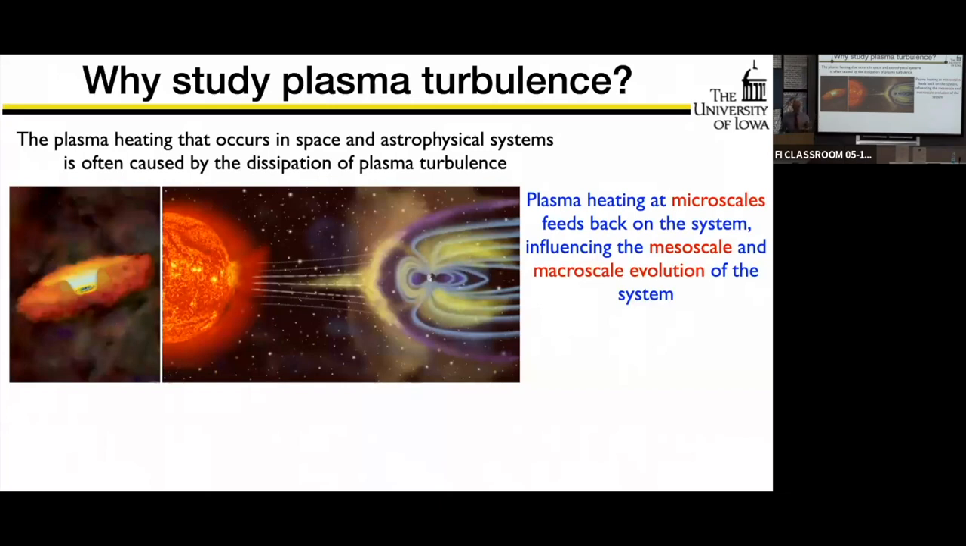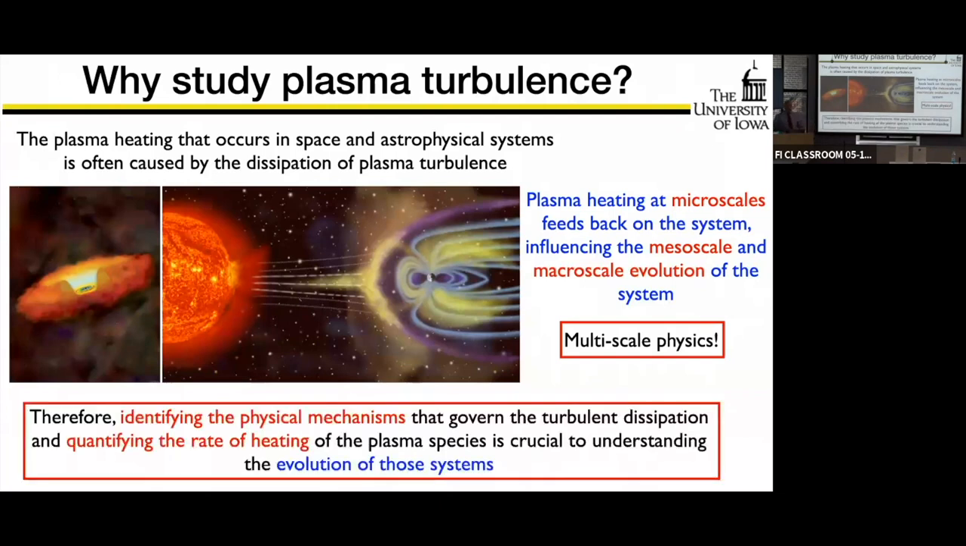But in fact, that heating can feed back on the system and influence both the mesoscale and macroscale evolution of that system. So this really is a problem of multi-scale physics. It's some of the hardest kind of problems to approach, both numerically and theoretically. And so in conclusion, identifying these physical mechanisms that govern the turbulent dissipation and then quantifying the rate of heating associated with each of those mechanisms and how they heat the different plasma species is really crucial to our understanding the evolution of these systems.